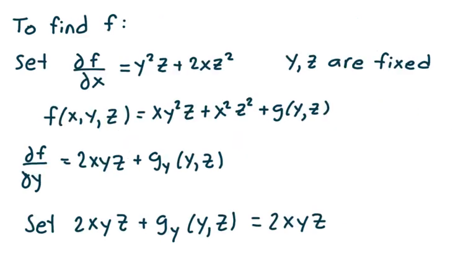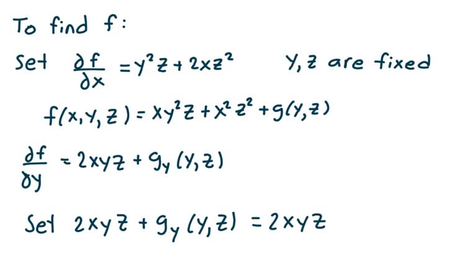So to find small f, we're going to set the partial of f with respect to x equal to y squared z plus 2xz squared. So in this case, y and z are fixed. Think of them as constants. From here, we're going to look at f of xyz. F of xyz is xy squared z plus x squared z squared plus g of yz.